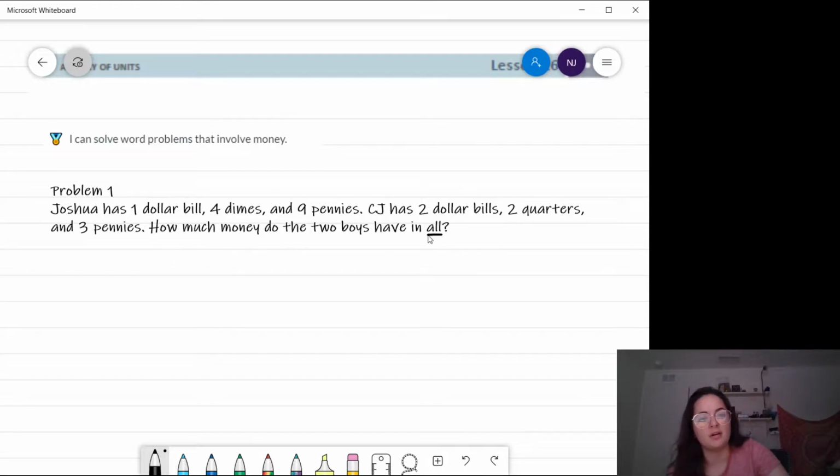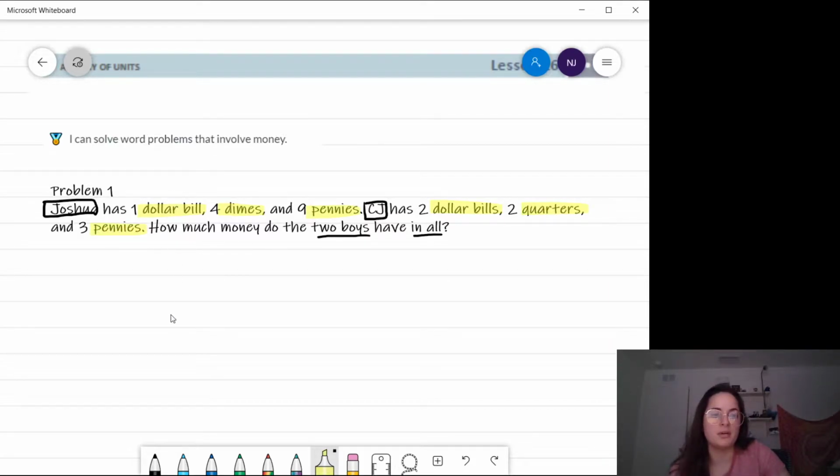So I'm seeing in all. I'm seeing the two boys. So it looks like we're going to take CJ's amount and Joshua's amount, and we are going to add them together. So I want us to pay attention to what units or what coins we have here, because that's going to determine the value of our money.